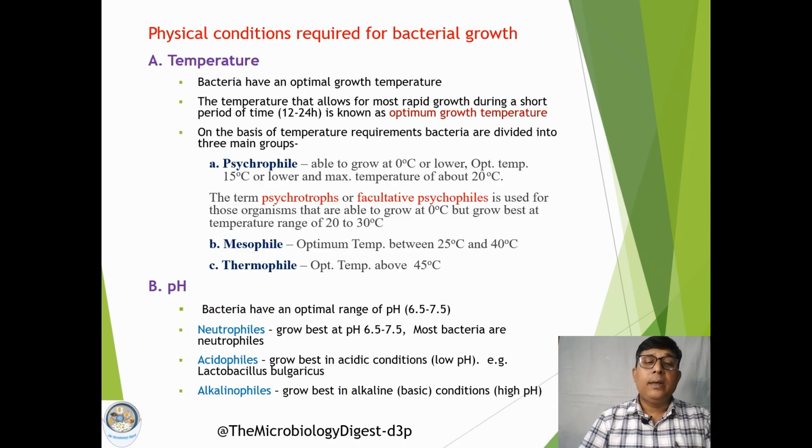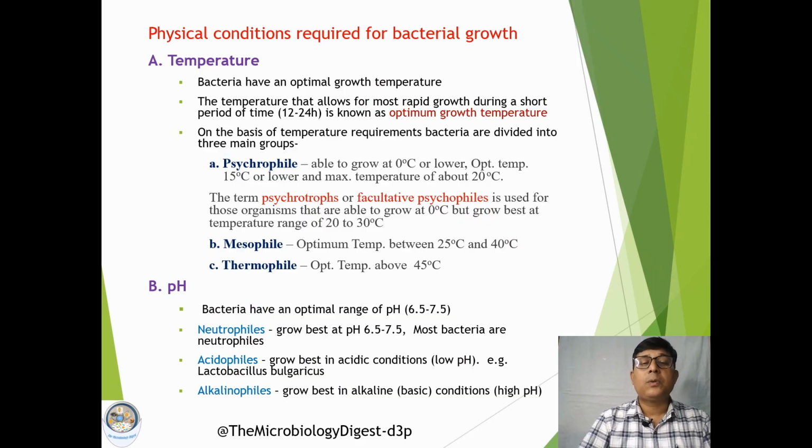Okay. The second physical condition required for bacterial growth is the pH, or hydrogen ion concentration. Like temperature, pH is also an essential requirement for optimum bacterial growth. The optimal range is 6.5 to 7.5. Within this pH range, bacteria prefer to grow and multiply.